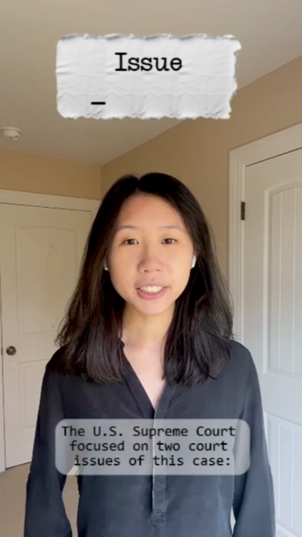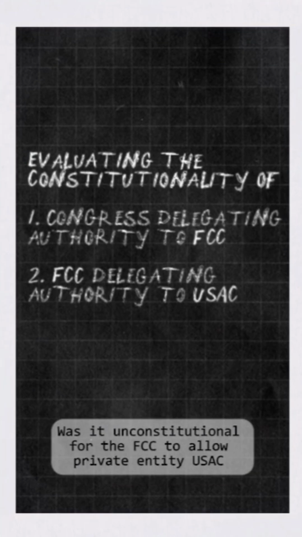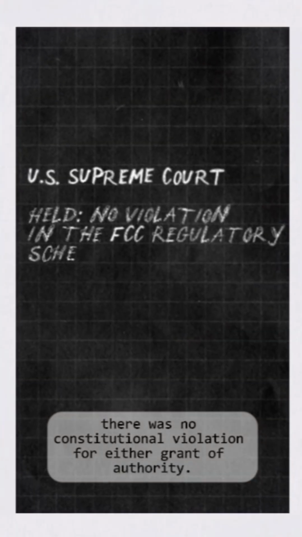The U.S. Supreme Court focused on 2 core issues of this case. Was it unconstitutional for Congress to grant FCC power to collect the fund? And was it unconstitutional for the FCC to allow private entity USAC to determine the collection amounts? In a 6-3 ruling, the court held that no, there was no constitutional violation for either grant of authority.